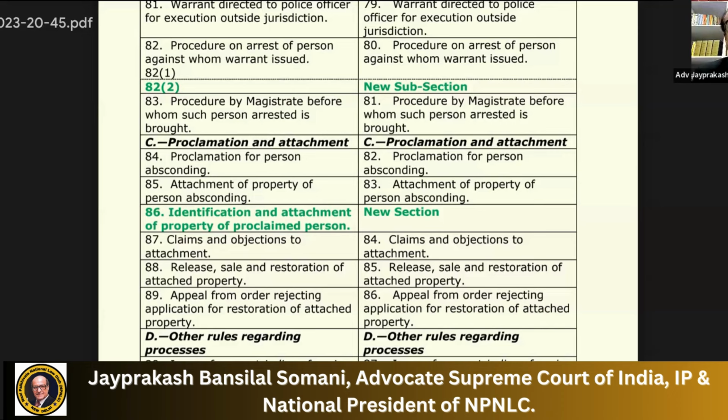In BNSS section 85, attachment of property of person absconding. Its corresponding section was in CrPC 83. This is a new section, section 86, a new section of BNSS. Section 86 of BNSS, identification and attachment of property of proclaimed person. Section 87 of BNSS, claim and objection to attachment. Its corresponding section was 84 in CrPC.